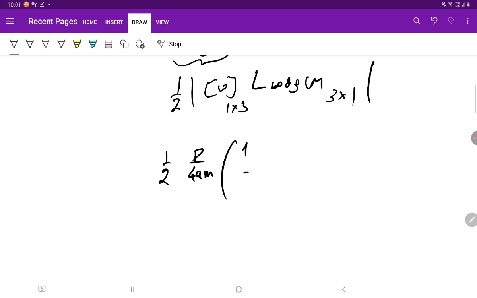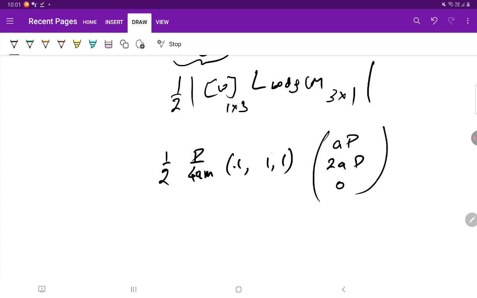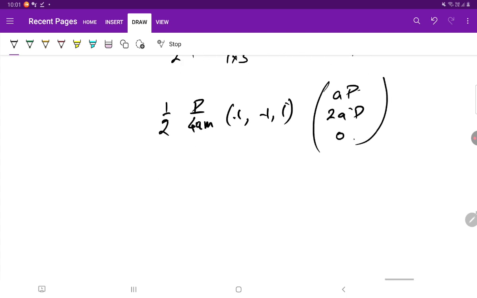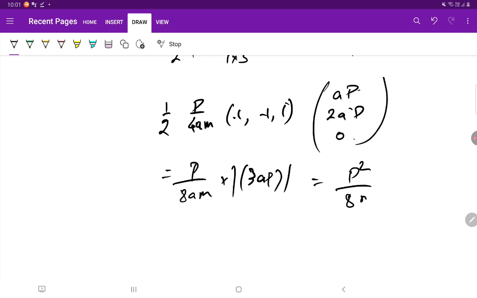Sorry, it will be along the horizontal. It will be a row matrix rather. So it will be 111 into L of body. It is already derived, AP, 2AP, 0. Multiplying and adding, you will get p by 8am into 3am matrix. Taking the determinant, it will be 3ap. You'll get p square by 8m into 3.